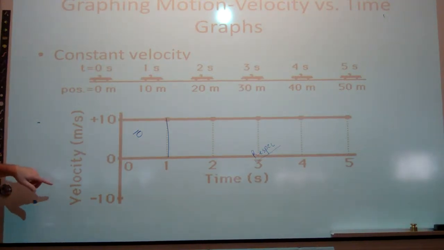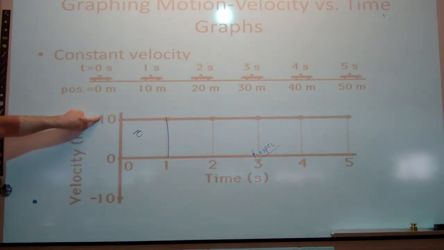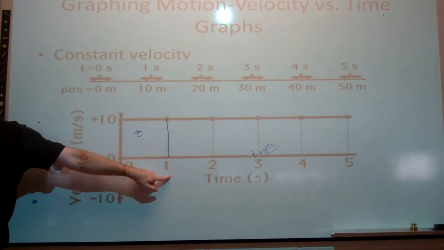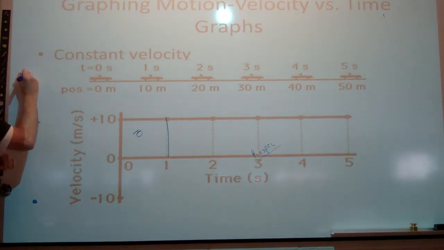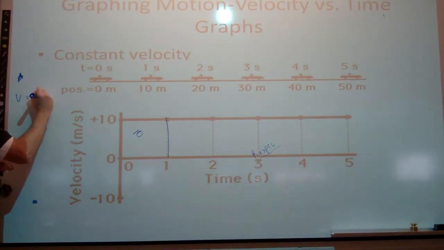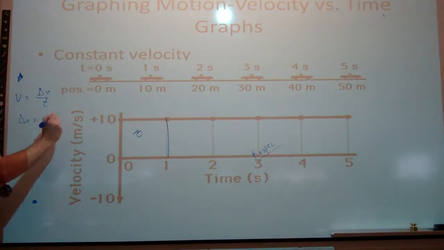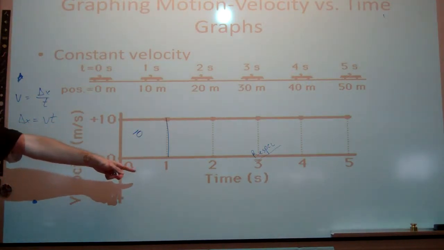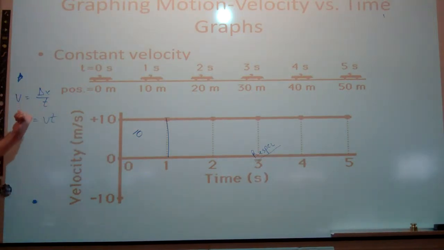And you can think about it this way. What did you do to find this? 10. You did velocity times 1. So if we have velocity equals distance over time, we have distance equals velocity times time. So to find the area, you do velocity times time, so it equals distance. Does that make sense to everybody?